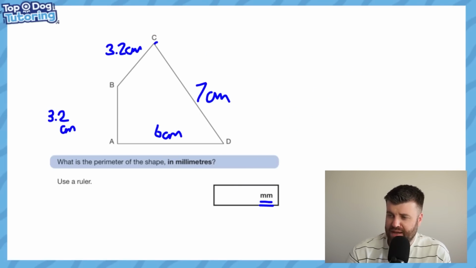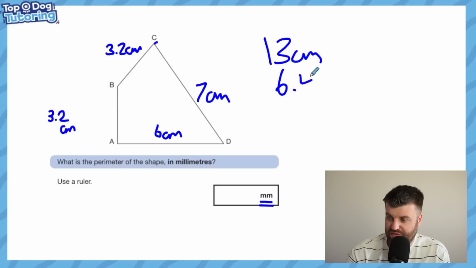We're going to get rid of my ruler now, and I'm going to add these up because perimeter is all the way around the shape. So 7 plus 6 is 13. And over here we have 3.2 plus 3.2. That's going to give me 6.4.